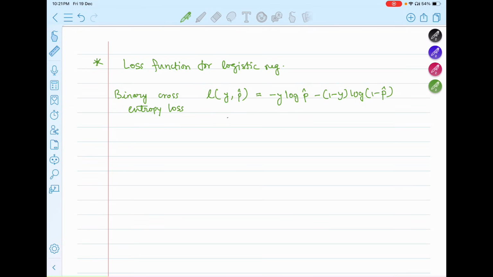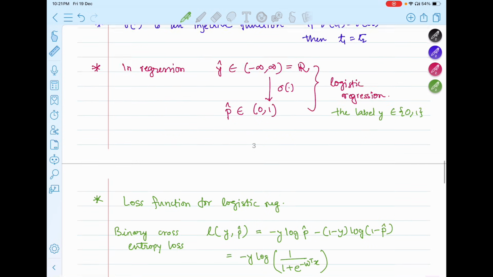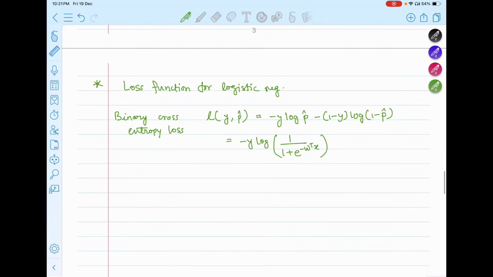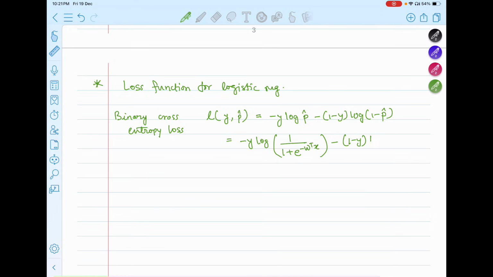Now this can also be written as -y log of 1 / (1 + e^(-w^T x)). What did I do? I just replaced p hat by this, because that is exactly what the sigmoid function is doing. That is all I applied here with w transpose x, because ultimately we are doing regression. Minus (1 - y) times log of (1 - p hat), which will be 1 / (1 + e^(w^T x)).